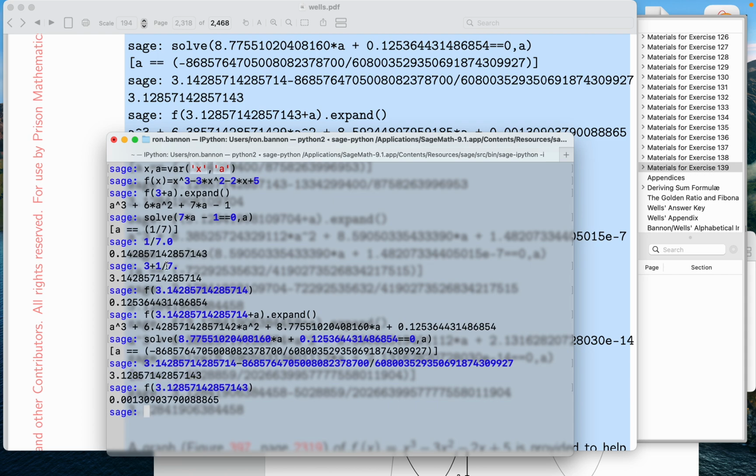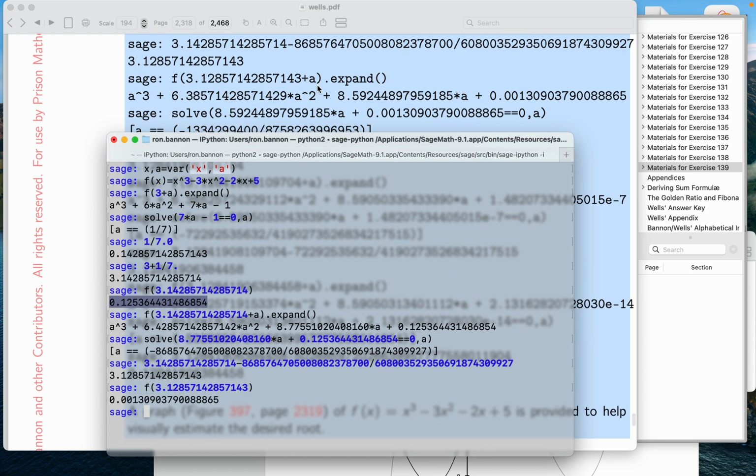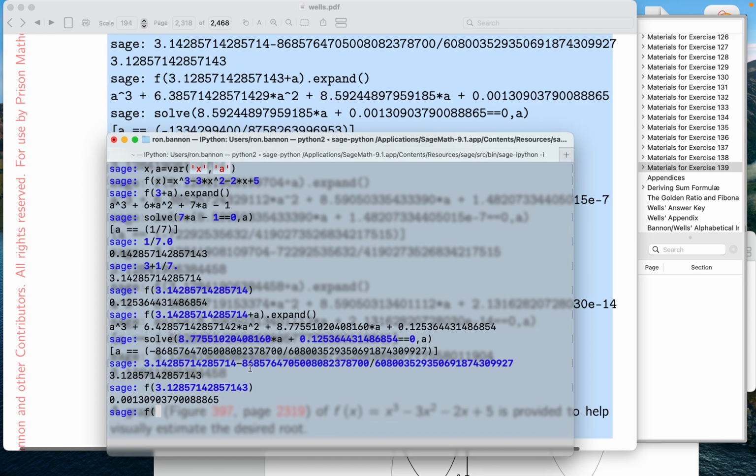Now, remember last time when I did that other thing, I was getting this number up here, 0.12. Now I'm getting something even better, even closer. All right, so what I want to do is repeat this process. F of, let's write this down now. And again, I believe this is a shifting problem now, plus A, expand.